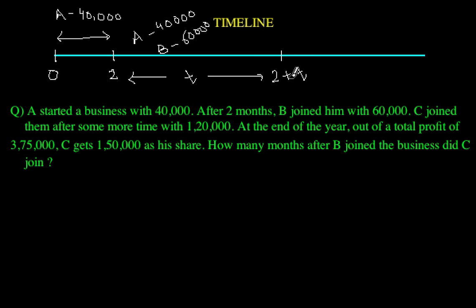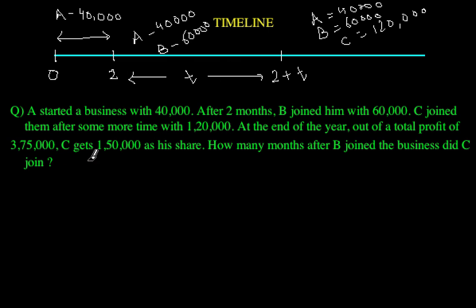Now after the time period 2 plus T, C has also joined with 120,000 basically. A and B are still there, so A is 40,000 and B is again 60,000. So all three are there after time period 2 plus T. Now it is given that at the end of the year, out of a total profit of 375,000, C gets 150,000 as his share. We have to find out how many months after B joined the business did C join. So basically we have to find T.